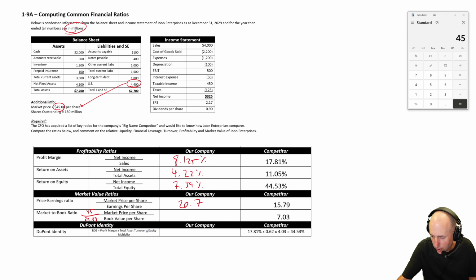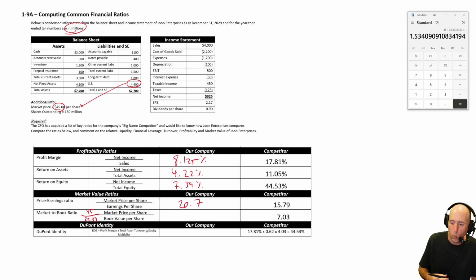So 45 divided by 29.33333, 1.53. So ours is a little bit worse here. Our book value is maybe higher than that of our competitor.